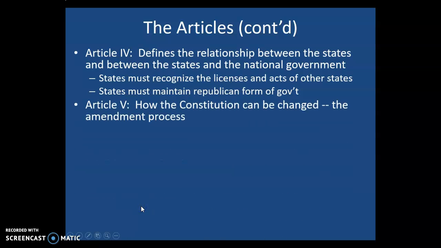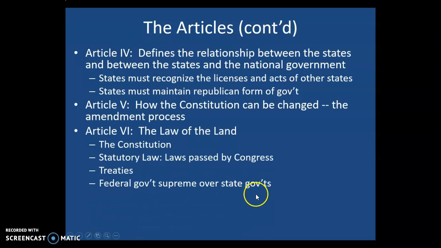Article 5 deals with the amendment process, how the Constitution can be changed, and we'll get into the details of that in just a moment. Article 6 basically defines the law of the land. The law of the land consists of the Constitution, then statutory law, which are laws that are passed by Congress, statutes in other words, and then treaties. And it also states that the federal government remains supreme over state governments.